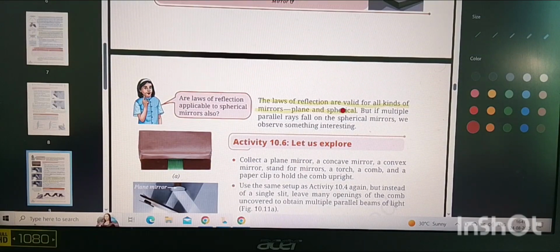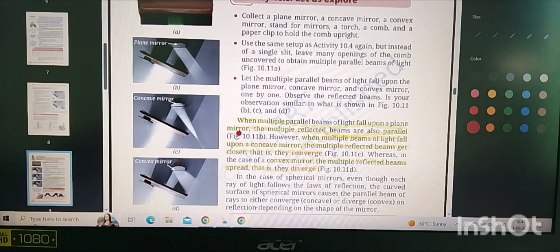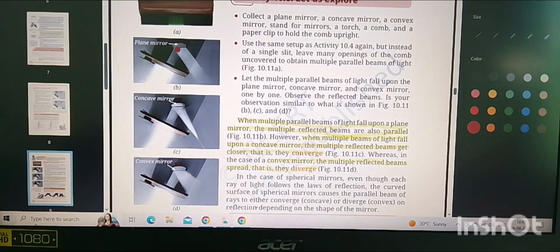The law of reflection is valid for all kinds of mirrors, that is both plane and spherical mirrors. We know the spherical mirrors are concave and convex mirrors. Now see this picture. Here we are given 3 kinds of mirrors. The first one is a plane mirror, the second one is a concave mirror, and the third one is a convex mirror.